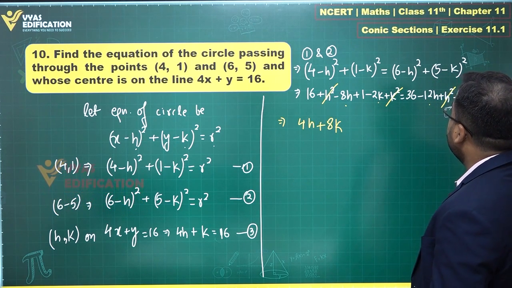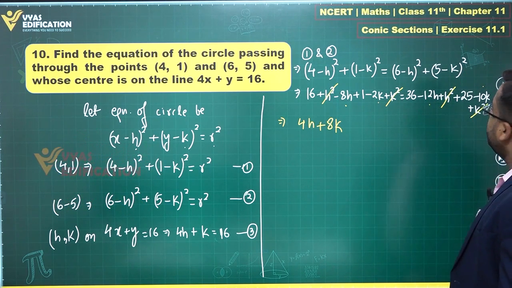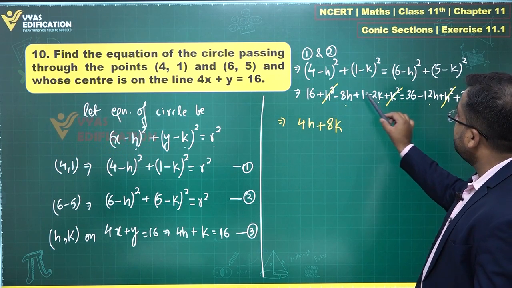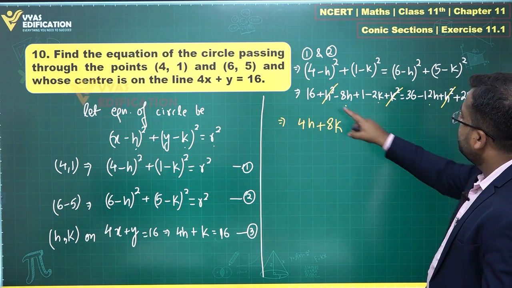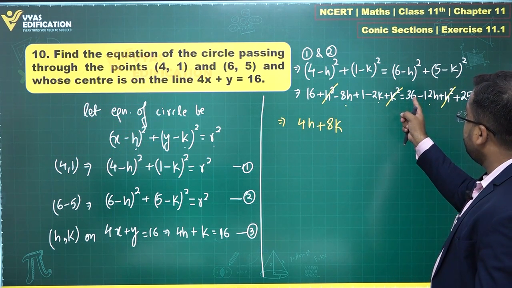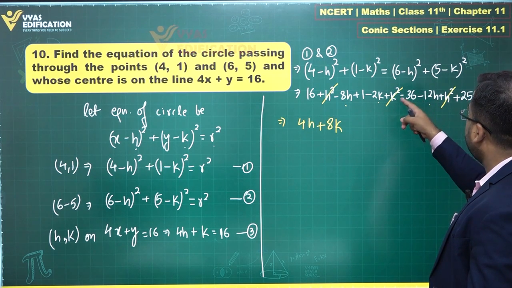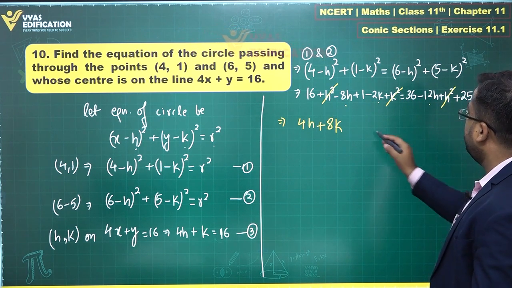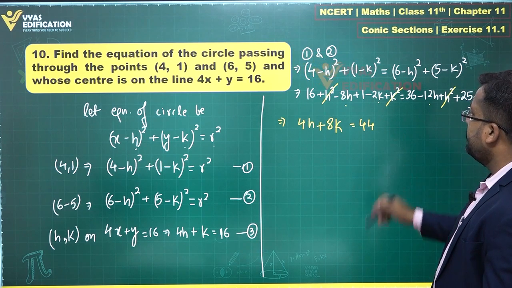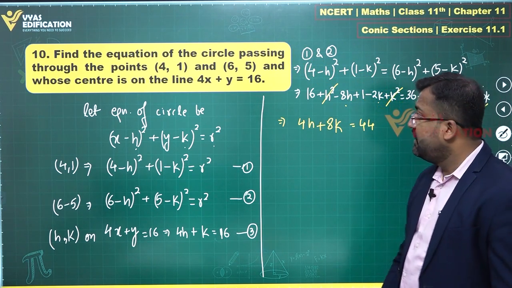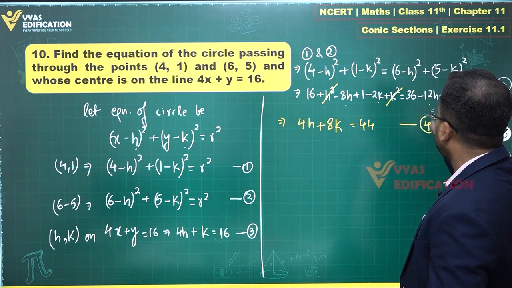What else? The constant terms. Let's take a look at those. This is 36, this is 16, 1 and 25. Okay, so let's take the 16 over here. This becomes 20. This is 25, which becomes 45 plus 1, minus 1 will become 44 on the right hand side. This is what I get, and this can be called equation number 4.